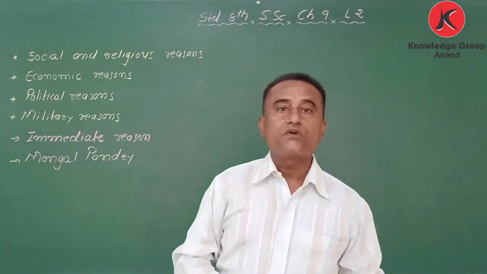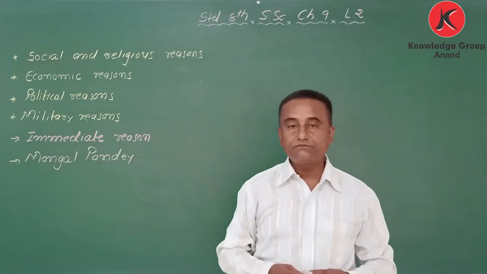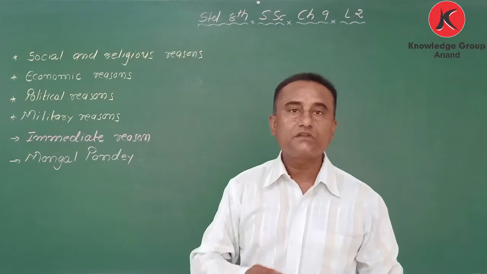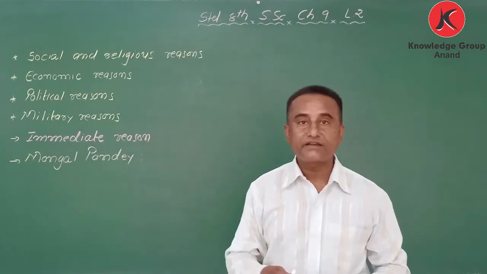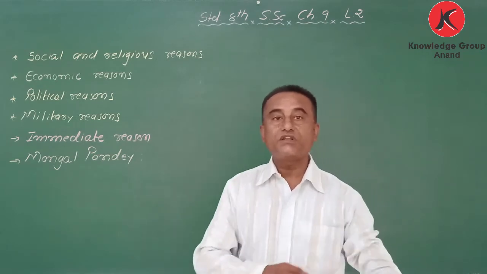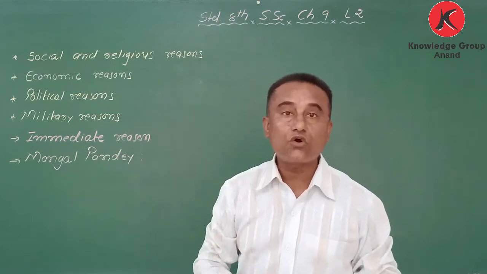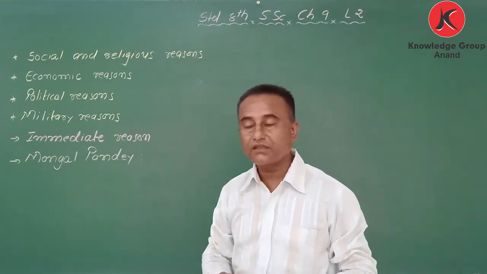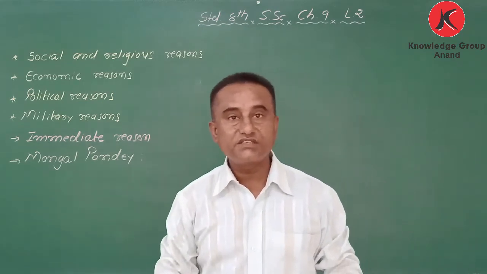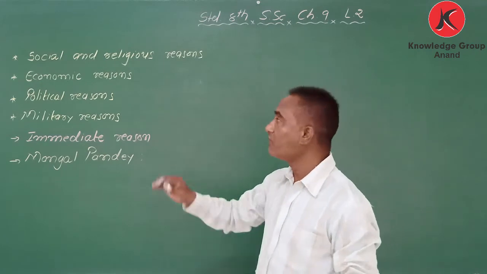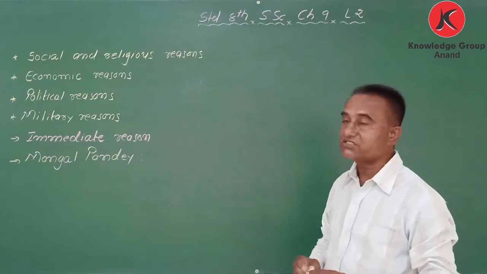Now, in my introductory video, I said how the Britishers came and for what purpose they came. Slowly, they started to rule over India, and I explained which policies they used in order to take the wealth of our country. Today I am explaining some of the responsible reasons for the revolt. Number one was the social and religious reason.